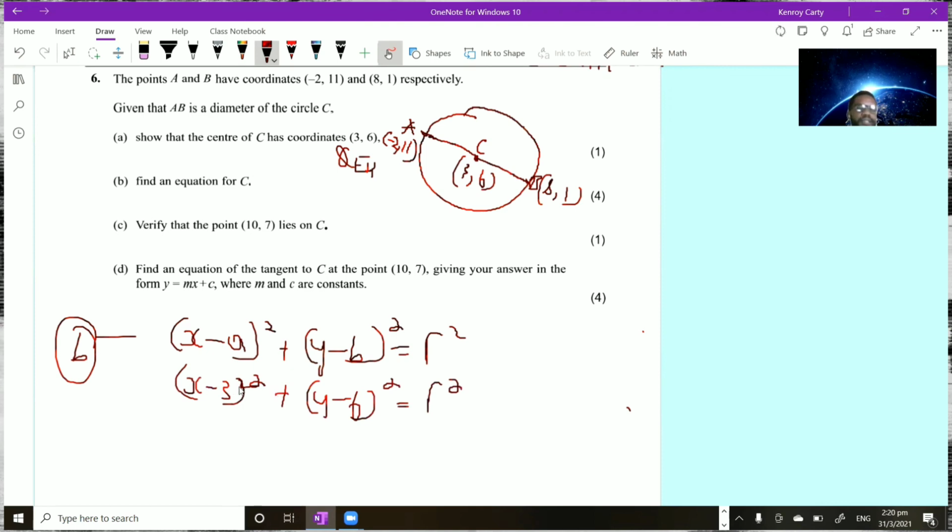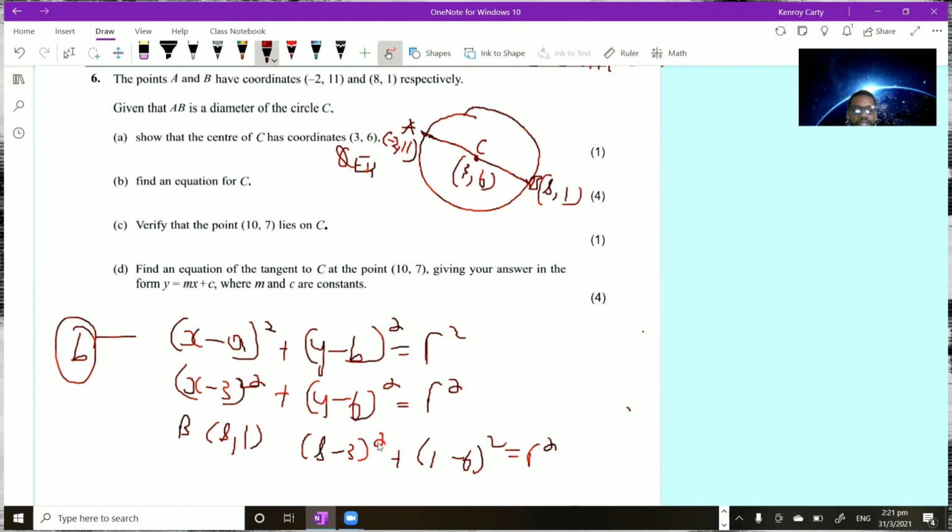x and y represents any point that the circle passes through. Now we have 2 points that the circle passes through. All right, let me use B. B is 8, 1. I could also use -2, 11. It doesn't matter which one you use because the circle passes through both points. So these are my x and y coordinates. So I would have 8 minus 3 squared plus 1 minus 6 squared is equal to r squared. This is going to lead me to find the radius because I need the radius if I'm going to find the equation of the circle.